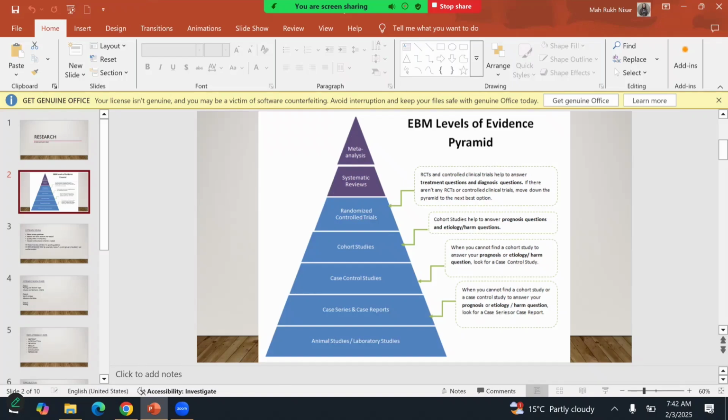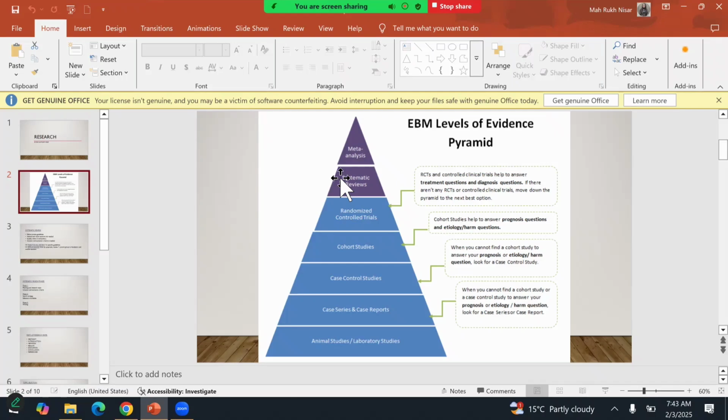So animal studies and case reports are least important. In case reports, we tell about some rare disease, and if it's more than one case, then it's a case series. Then case control studies, cohort studies, and RCTs come in the middle of the pyramid. These studies are conducted using real life data. Systematic reviews and meta-analyses come at the top.